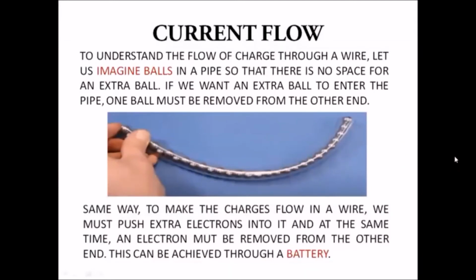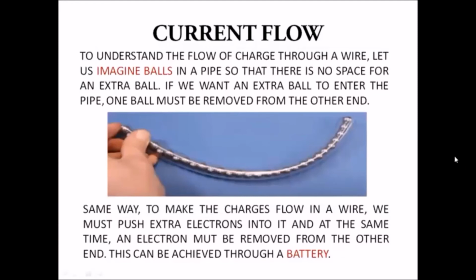Let us now see how charges flow inside a wire and how current is produced through an activity. In this activity, we have a pipe containing some steel balls, and there is no space for an extra ball. If we want an extra ball to enter the pipe, one ball must be removed from the other end.